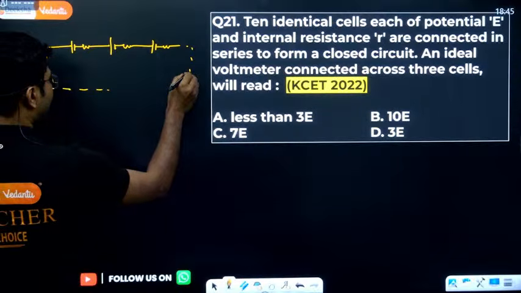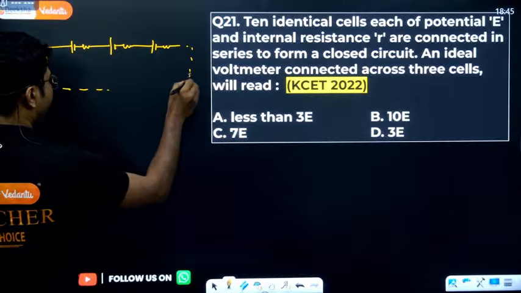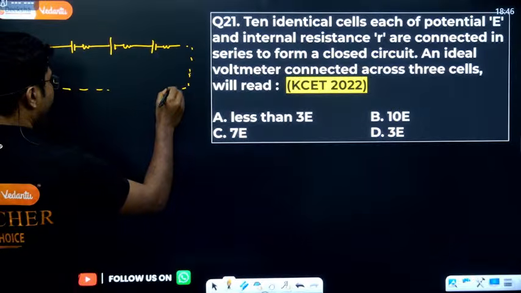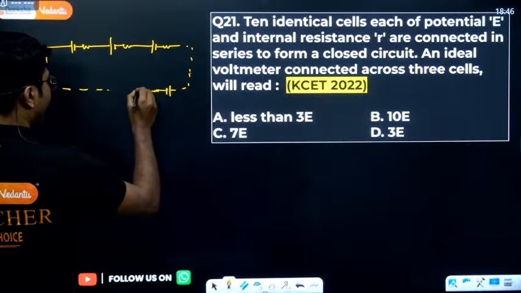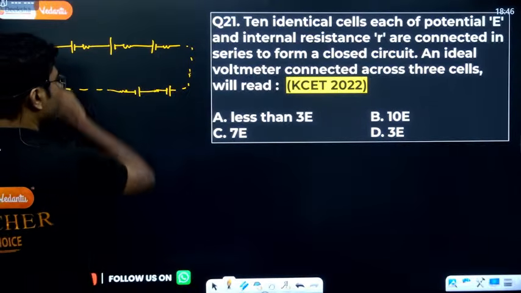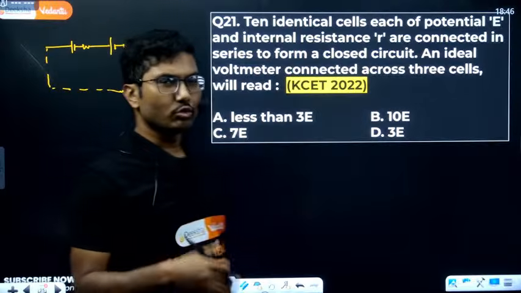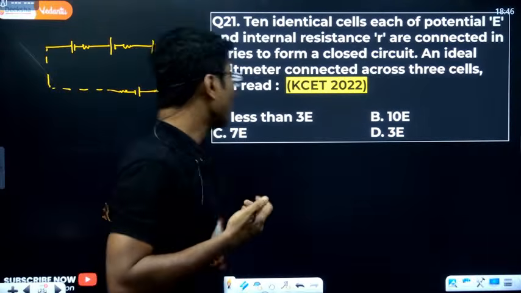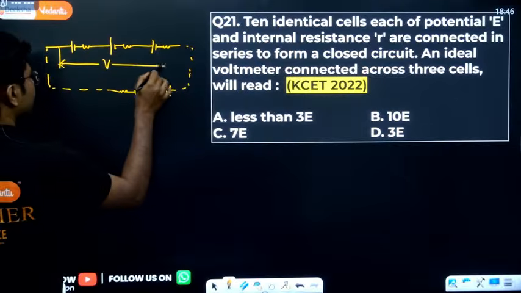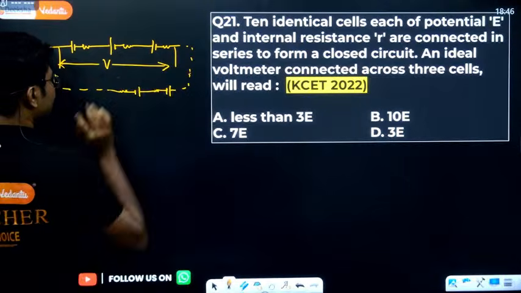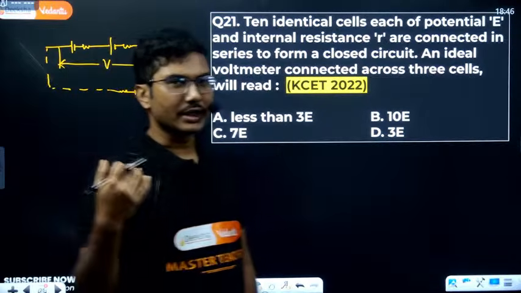So they are connected in series in a closed loop. Total 10 cells are there. Now out of that you have taken 3 cells, and you are trying to find what is the voltage across these 3 cells. Now here, how to solve these kind of questions?